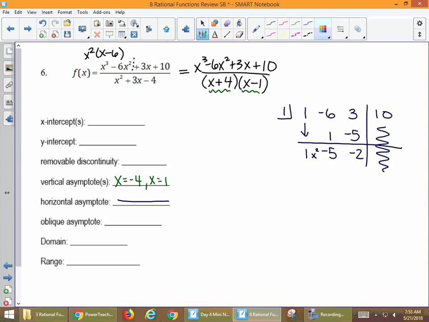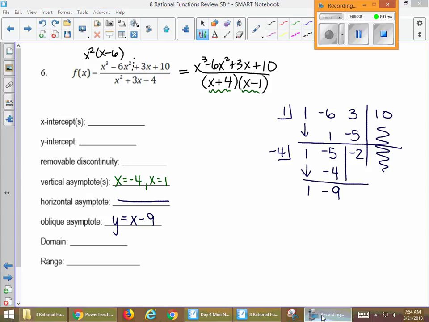For our oblique asymptote, we're looking for a line, so I need to divide again. And I'm going to be dividing by my other asymptote now. So since I already used 1, now I'm going to use negative 4. Now my 1, multiply 1 times negative 4 is negative 4. Negative 5 minus negative 4 is negative 9. So I took myself down by dividing twice, from an x cubed to a single x. So that's y equals x minus 9. Lovely so far. Let's find our other pieces.